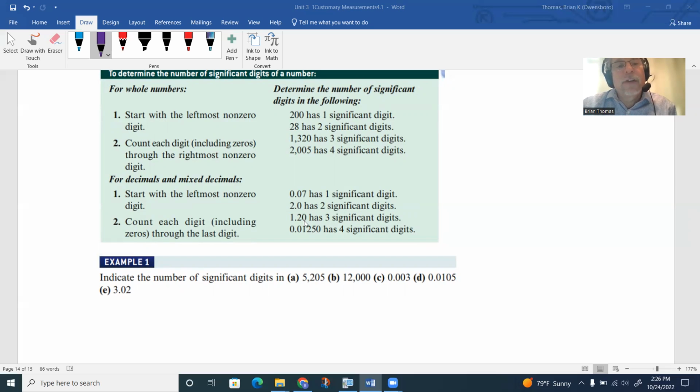Again, if I'm doing decimals, I'll go to the far left, which is the 1, and then you count everything to the right. So it's going to be 3 significant digits. Again, on this one, the first far left number you come across is the 1, and you have to count everything to the right of the 1: 1, 2, 3, 4 significant digits. So that 0 on the very, very end, you have to count it as well.